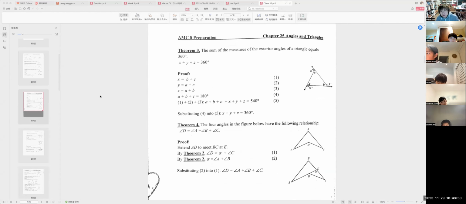The sum of the measures of the exterior angles of the triangle equals 360. This is something I want you to copy down on your page.